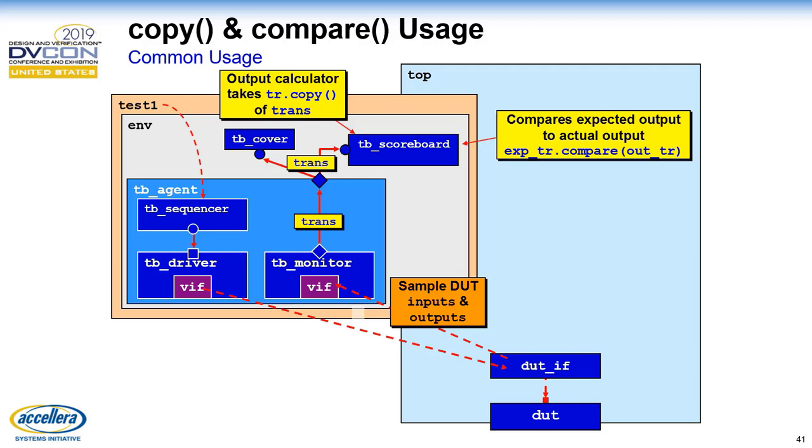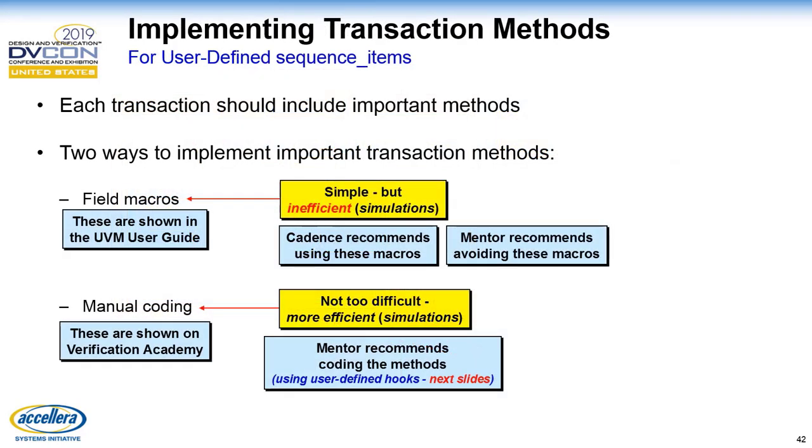And then the compare method, once you put a compare method into your transaction, you've basically said that these are the fields that are most important to me. You can add more compare methods later, but these are the fields that are most important to me. And once it is there, it makes the comparator very simple code inside of your scoreboard as well. So each transaction should include important methods.